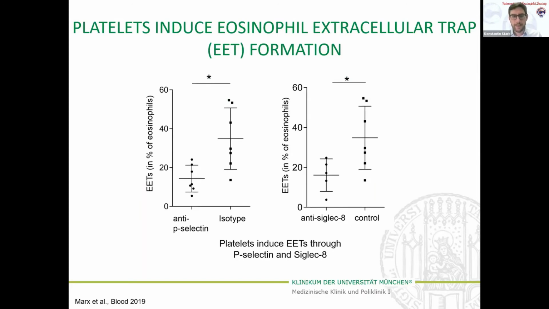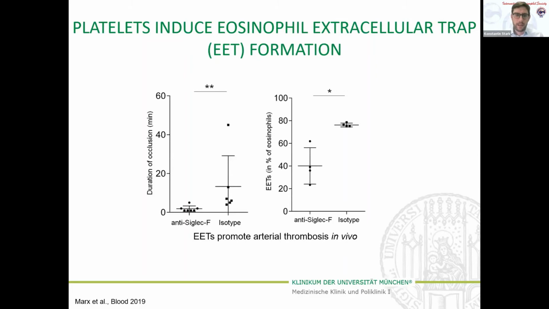What are the factors triggering the formation of EETs in our setting? We can block them by blocking the interaction between platelets and eosinophils by an anti-P-selectin antibody, or interestingly by using an anti-Siglec-F antibody.